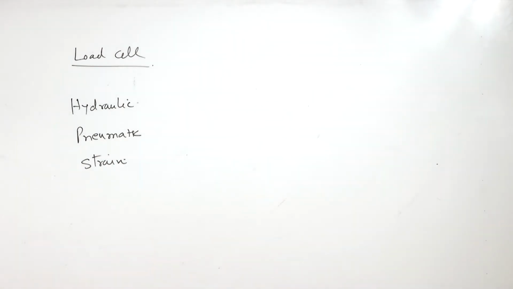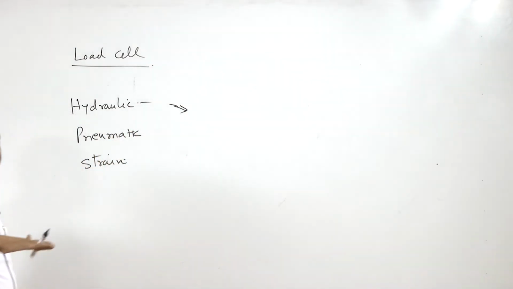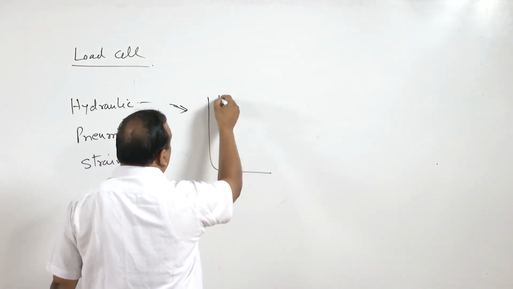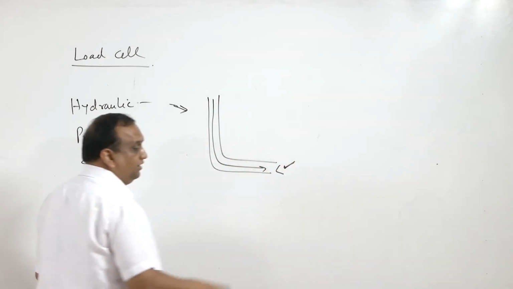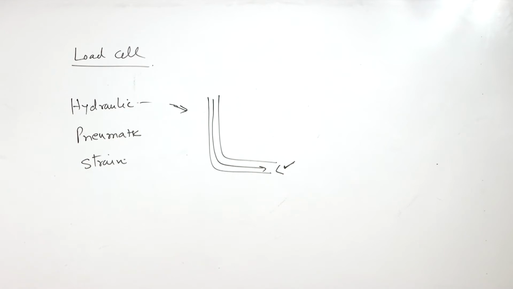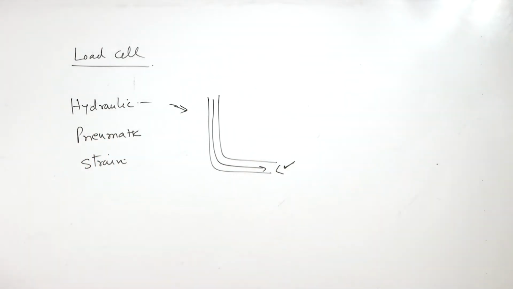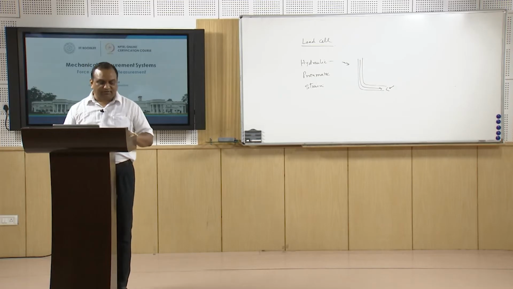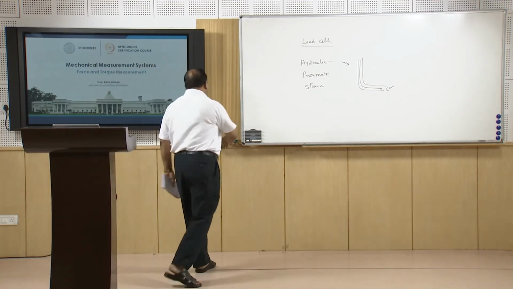Now in hydraulic load cells, as I mentioned earlier, the force, through the primary sensing element, is converted into a pressure pulse, and the pressure pulse is transmitted through the hydraulic pressure to the sensing element, and the measurement of force is done. Same is the case with the pneumatic type of load cells, where we get the pneumatic pressure wave, which is subsequently sensed, and the measurement is done. But the most popular is the strain gauge type of load cells.